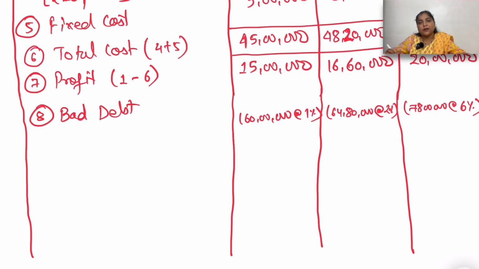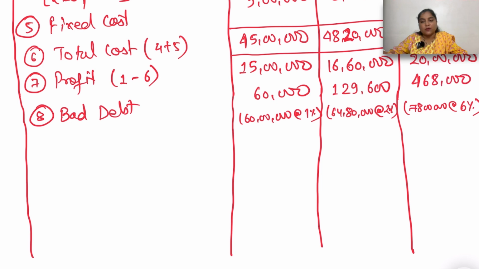Why is bad debt on sales? Because whatever the company sells to its customers, some of them are not able to pay back, so the company has to assume at some point that it's a bad debt. In your question it is specifically mentioned that it's on sales. If it doesn't mention anything, you can assume it, give a note and write it on the sales. So 60 lakh at 1% gives 60,000. 64 lakh 80,000 at 2% is 1 lakh 29,600, and 78 lakh at 6% is 4 lakh 68,000.